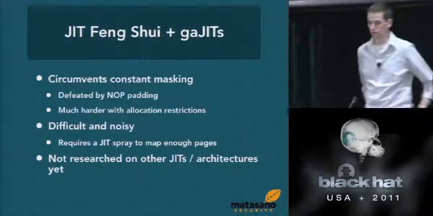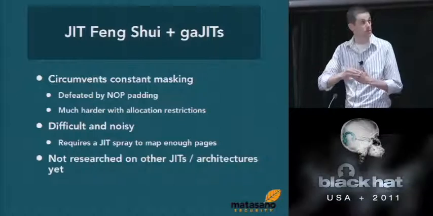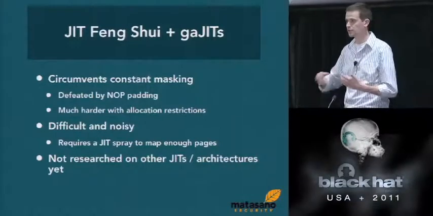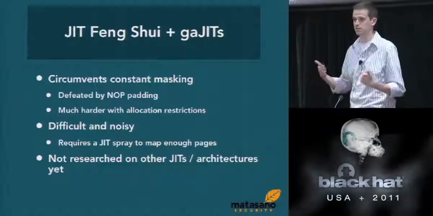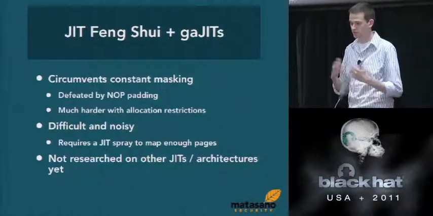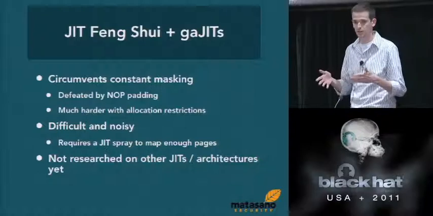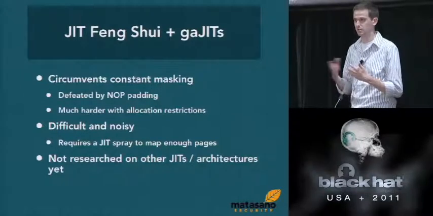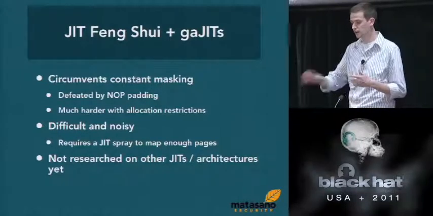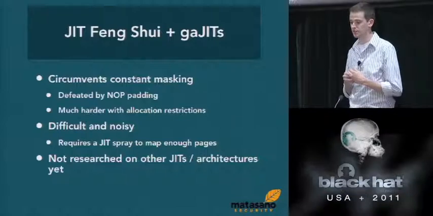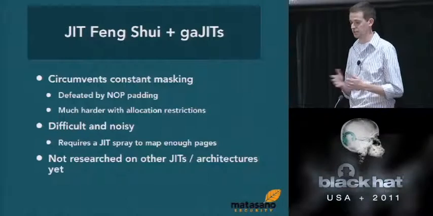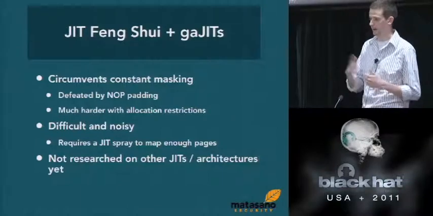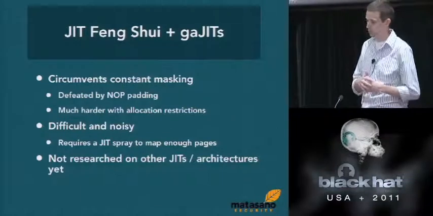So combining these two, JIT feng shui and gadgets, it basically means you control all the inputs. You know exactly what inputs are going to produce what JIT emitted code that contains gadgets that you can use. But there's a few interesting things about this. It does circumvent the protection mechanism that was put in place to stop JIT spray, and we'll get to what that protection mechanism is. But it's also really easily defeated by some other simple protection mechanisms like random NOP padding and allocation restrictions, which we'll be getting to.